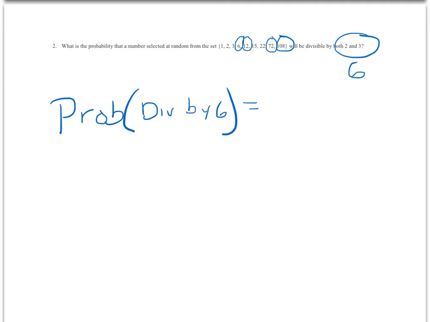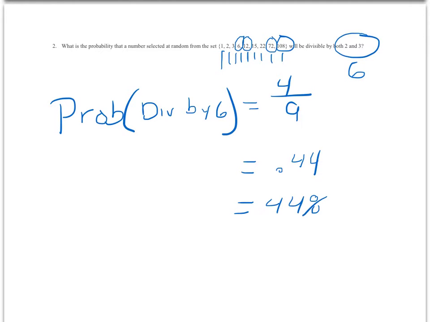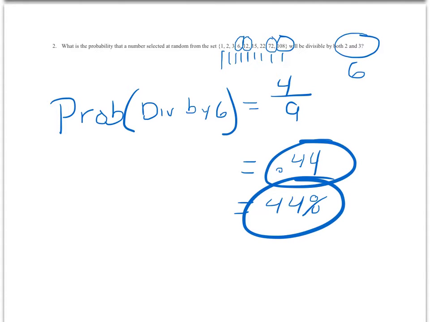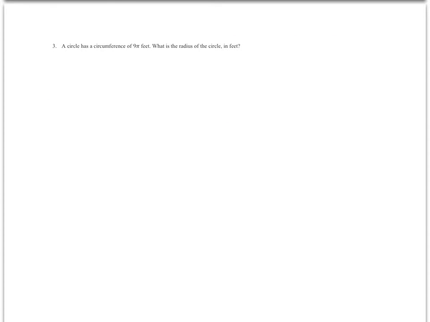Take the number of favorable outcomes, those are the 4 circled numbers, divided by the total outcomes, 1, 2, 3, 4, 5, 6, 7, 8, 9. Put that in a calculator. That is 0.44 repeating, which is 44% approximately. So the probability, 44%, or 0.44, or 4/9, depending on which choices you have for answers.